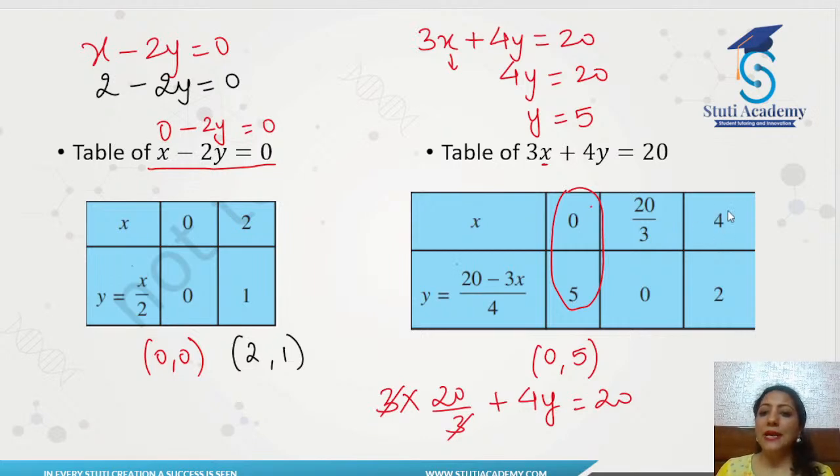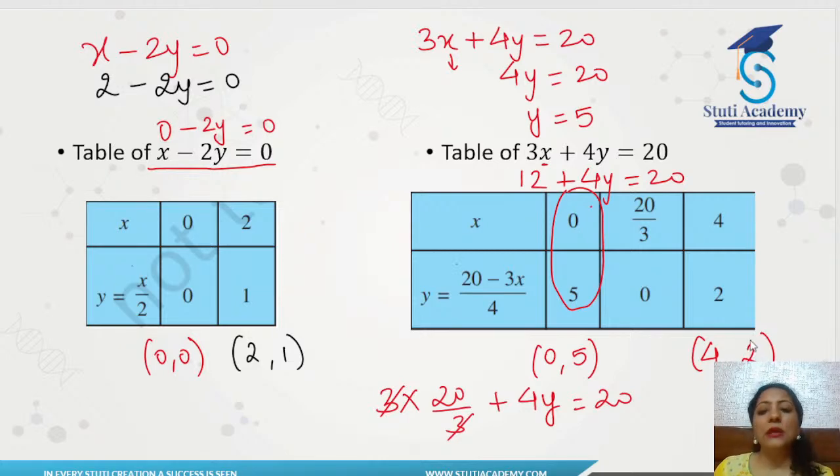So I've taken here x as 4. So if we take x as 4, we'll get 4 into 3, that's 12. So we'll actually get 12 plus 4y is equal to 20. Now once we solve this, we're going to get y as 2. So this (4, 2) is another solution for this equation.